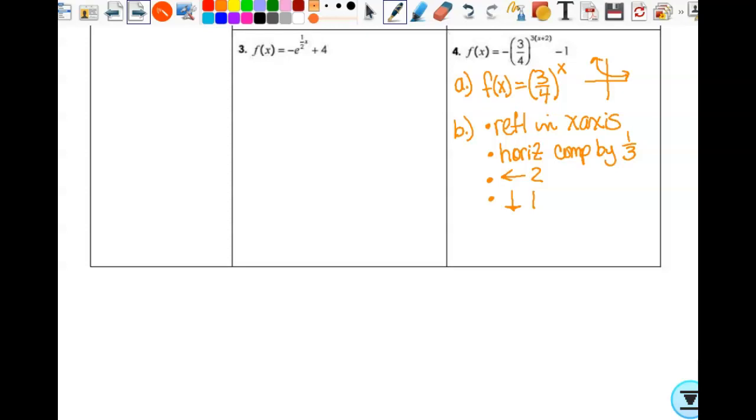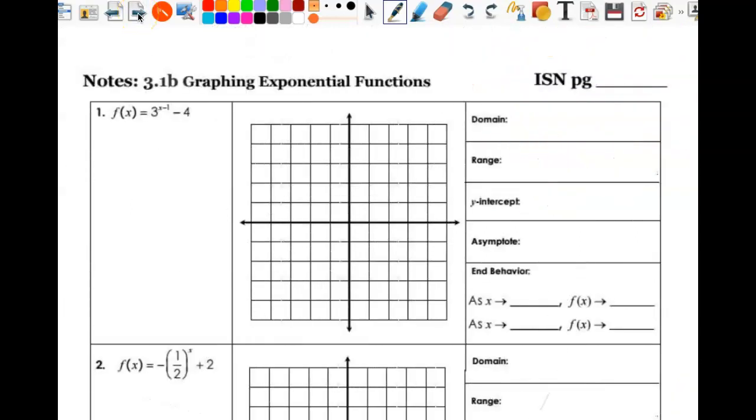What questions do you have? Anything? All right. So grab your other piece of paper. We're going to graph some. It's going on page, this will be 62, right? So, all right, we're going to start with number 1. So the first thing I'm going to do is identify my parent function, f of x is equal to 3 to the x power, and it's going to look something like this. My transformations say that I would go to the right 1, and then I would go down 4.